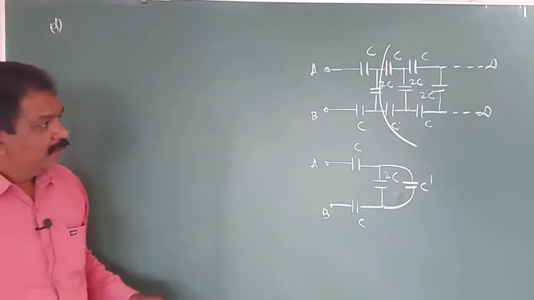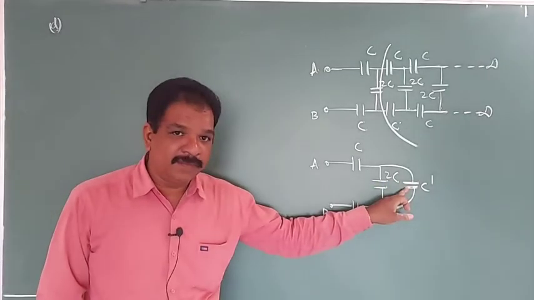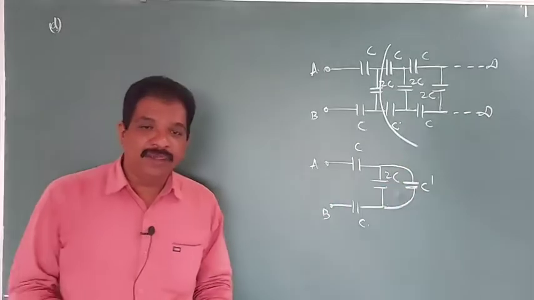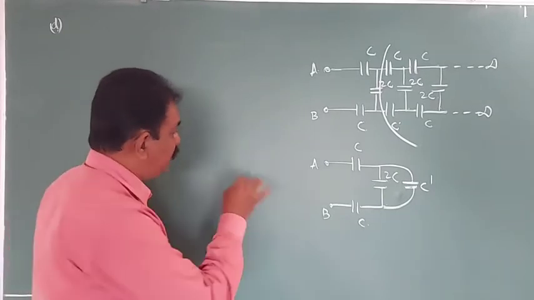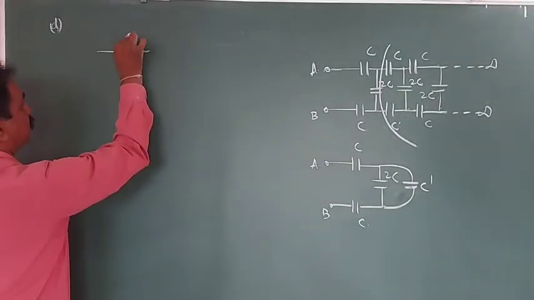Clear? Then again these two will be in parallel. So the remaining all three will be in series. How will it be? So this one C.